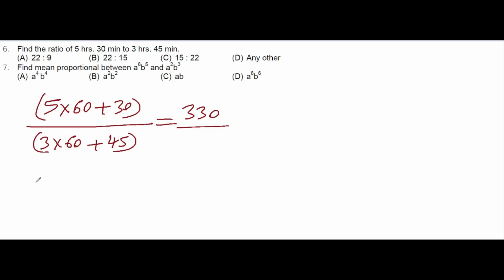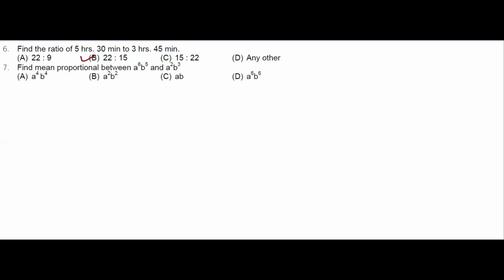Divided by 3 sixes are 18, 180 plus 45, so it will be 225. So this is 225. Here 15 twenty-twos and 15 fifteens. So 22 is to 15 is the answer. D is the answer. Okay, take the screenshot.